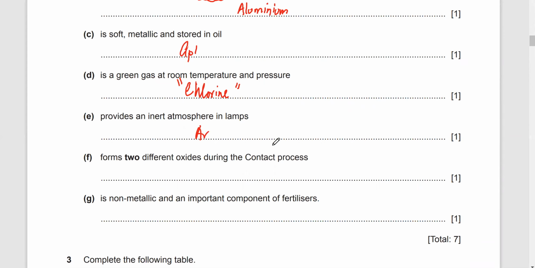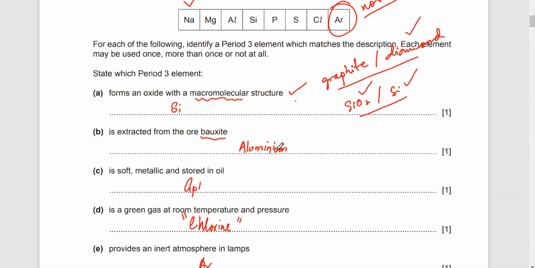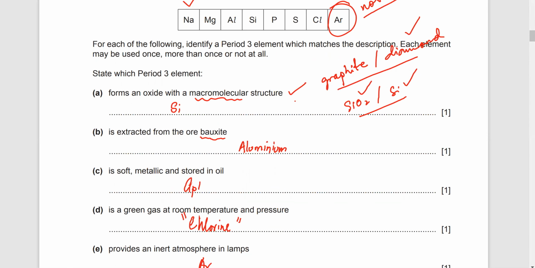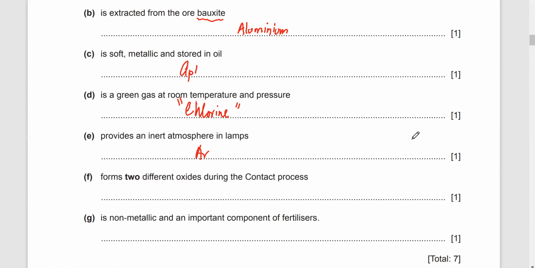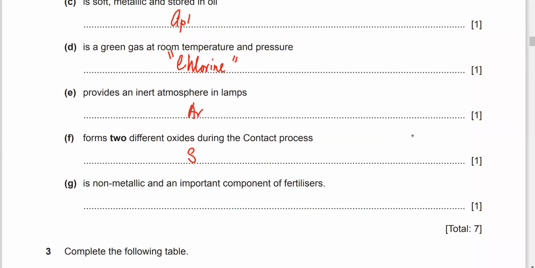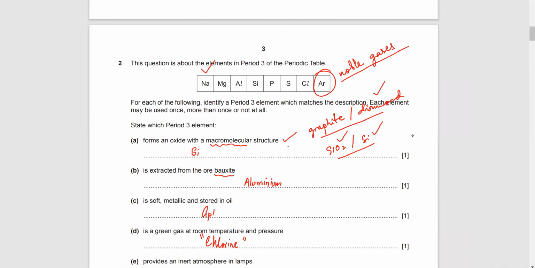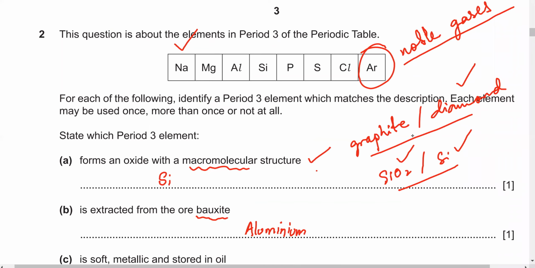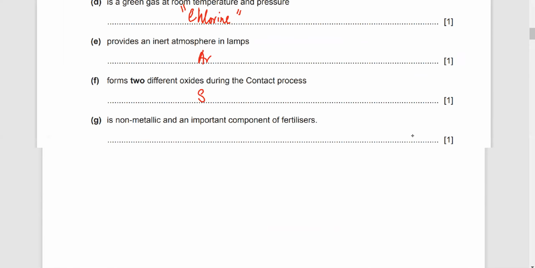Forms two different oxides during the contact process. What is the contact process? For sulfur, okay, so that is sulfur. Remember the whole process as well. Is non-metallic and is an important component of fertilizer. Which element out of all would that be? Phosphorus. So that's phosphorus.